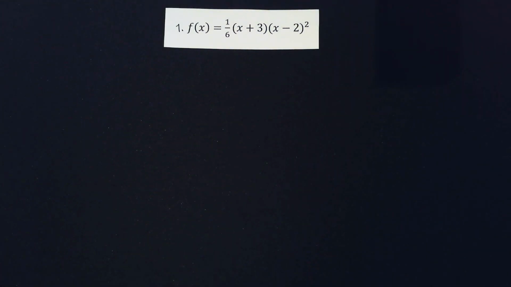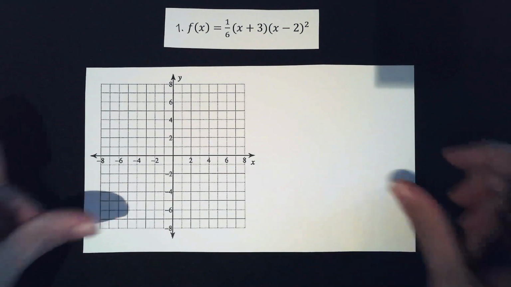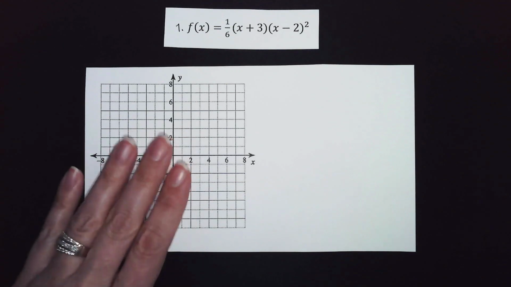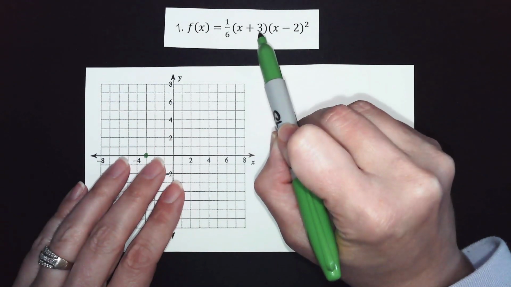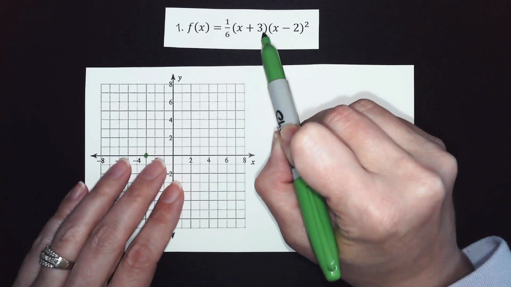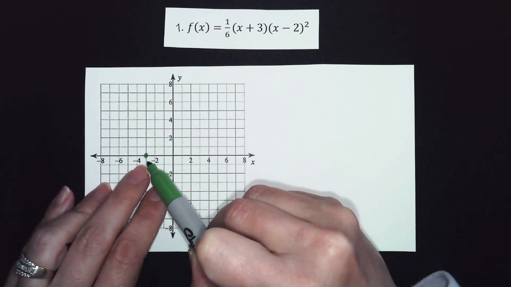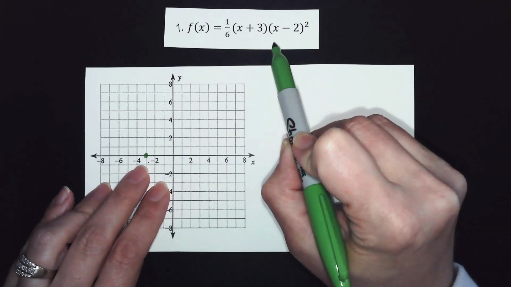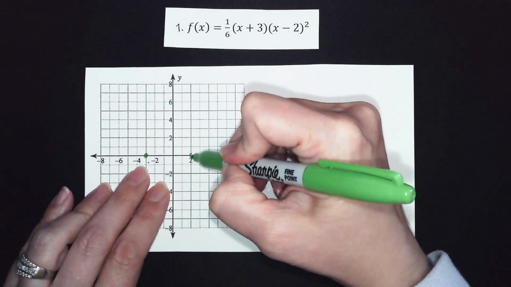So for number 1, I want to graph the function f of x equals 1/6 times x plus 3 times x minus 2 squared. All right, so these are the x-intercepts. Since x plus 3 is in parentheses, that means we take the opposite. It'll be a minus 3, so I do put an x-intercept there. And then I have an x-intercept here. When it says x minus 2, we actually put one at positive 2.